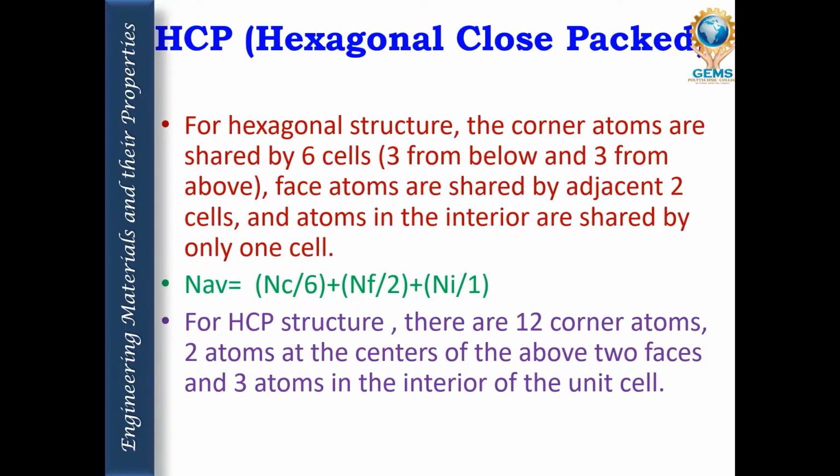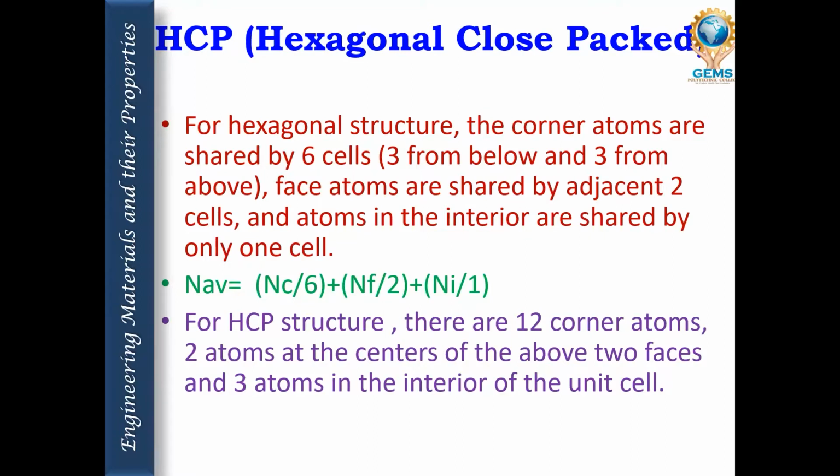For the hexagonal structure, the corner atoms are shared by 6 cells, so 3 from below and 3 from above. Face-centered atoms are shared by 2 adjacent cells, and atoms in the interior are shared by only 1 cell. So the formula for the average number of atoms is Nc by 6 plus Nf by 2 plus Ni by 1.